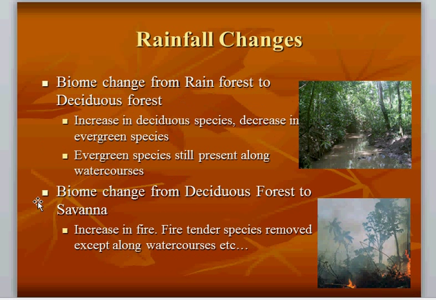However, all of the evergreen species will not be lost from the landscape. If you remember from the last lecture, there will be what is known as local refugia in the landscape, in particular along watercourses where water is concentrated in the landscape. You will probably be able to get soil water which lasts throughout the dry season, and so evergreen species will be able to survive along these watercourses.